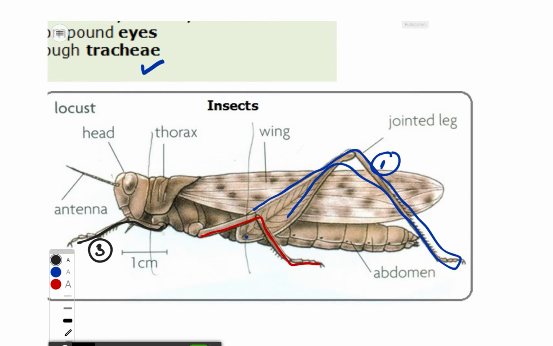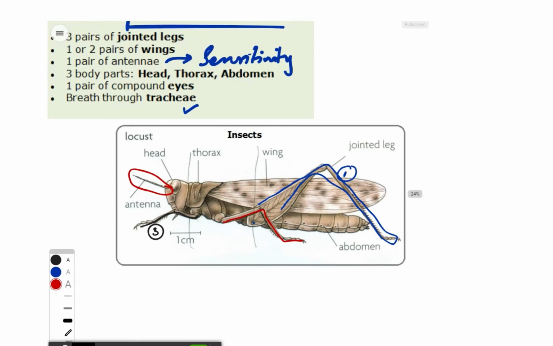And then we have one pair of antennae. Where is the antenna? It's here. Please, a major mistake in exams is mixing antennae with legs. So don't do it. Here, three pairs of jointed legs: one, two, and three, and the antenna is here. The other will be there. So three pairs of legs, then we have one pair of antennae.